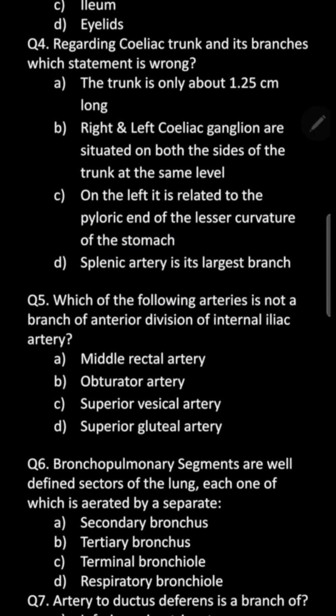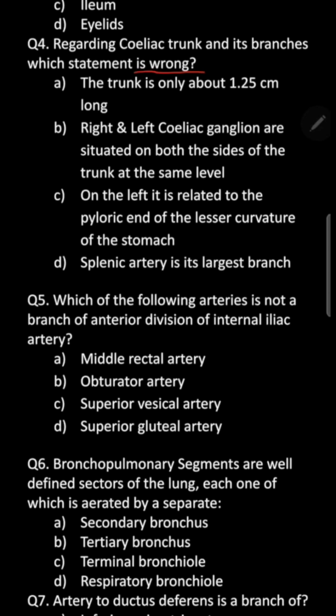MCQ number 4. Regarding celiac trunk and its branches, which statement is wrong? The trunk is only about 1.25 centimeter long. This is correct. Right and left celiac ganglion are situated on both sides of the trunk at the same level. This also is correct. Now, these options are actually to make you learn, remember and revise your anatomy. Option C is: on the left, it is related to the pyloric end of the lesser curvature of the stomach. Then option D is: splenic artery is its largest branch.